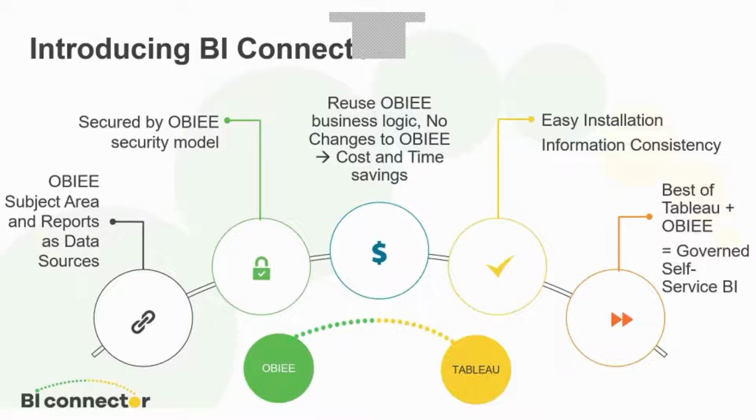You don't have to make any changes to OBIEE, so it's a tremendous advantage for IT, leading to cost savings and time savings, and for business users too, because they don't have to go through any intermediate steps. They have live access to the OBIEE data all the time. And IT doesn't have to create any intermediate repositories or enable this data access. BI Connector is very easy to install. It takes just a few minutes to install.